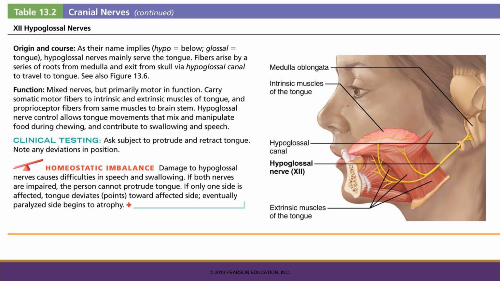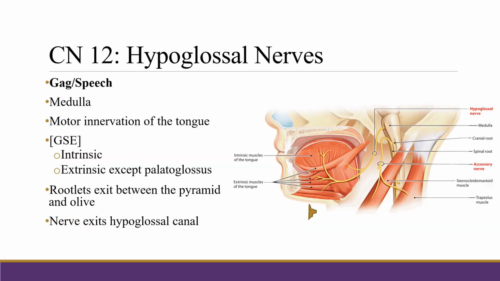Clinically test, ask your patient to protrude and retract their tongue. So stick out the tongue and then put the tongue back into the mouth and look to see if it is pushing off to one side or the other. Homeostatic imbalance, damage to hypoglossal nerves causes difficulty in speech and swallowing. If both nerves are impaired, the person cannot protrude their tongue. Can't stick out their tongue evenly would be one side, but can't stick it out at all would be both. If only one side is affected, tongue deviates or points towards the affected side. Eventually the paralyzed side begins to atrophy.